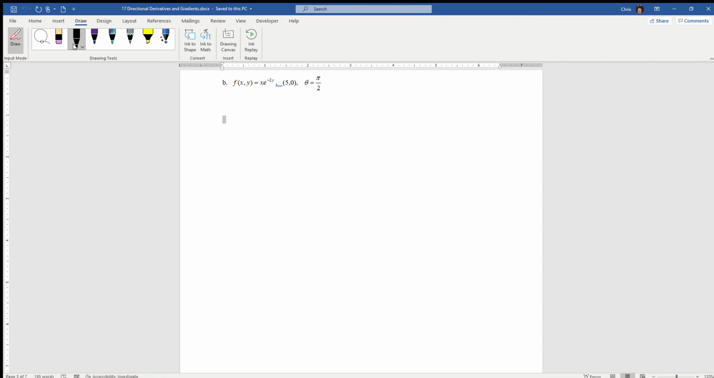So you remember that we're going to find the directional derivative, and what we need to do first is find the partial derivatives. So we're going to find f sub x, and f sub x is really easy. That's just going to be e to the minus 2y, since the derivative with respect to x is 1. And f sub y is a chain rule, so that's going to be x e to the minus 2y, since the derivative of e to the u is e to the u, but then the derivative of this negative 2y with respect to y is negative 2.